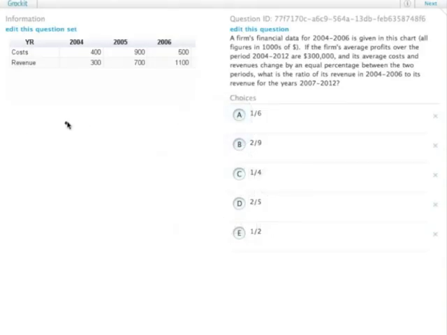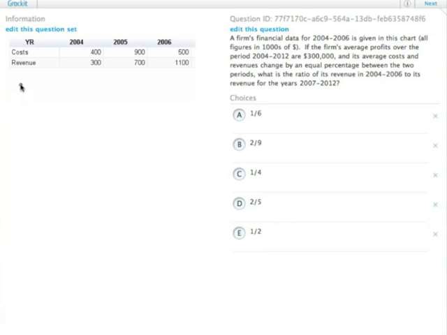So we're given a chart and we're trying to find the ratio of its revenue in the period shown in the chart to its revenue for the years that we don't have. Knowing, of course, that the firm's average profit is given as 300,000, and that the costs and revenues change by an equal percentage between the two periods. This one is a lot of data to keep track of.